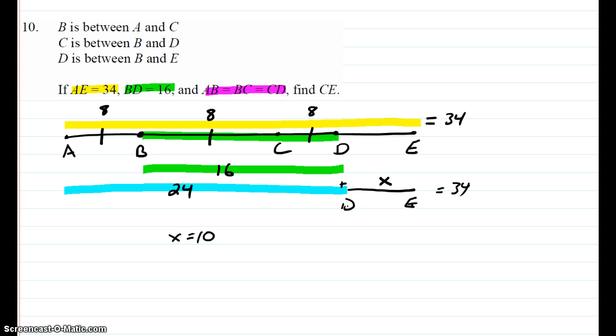Now, we're not done, because the question says find CE. So we found that this here is 10. Now we go back and find from C to E, so 8 plus 10. So CE is going to equal 8 plus 10, or 18.